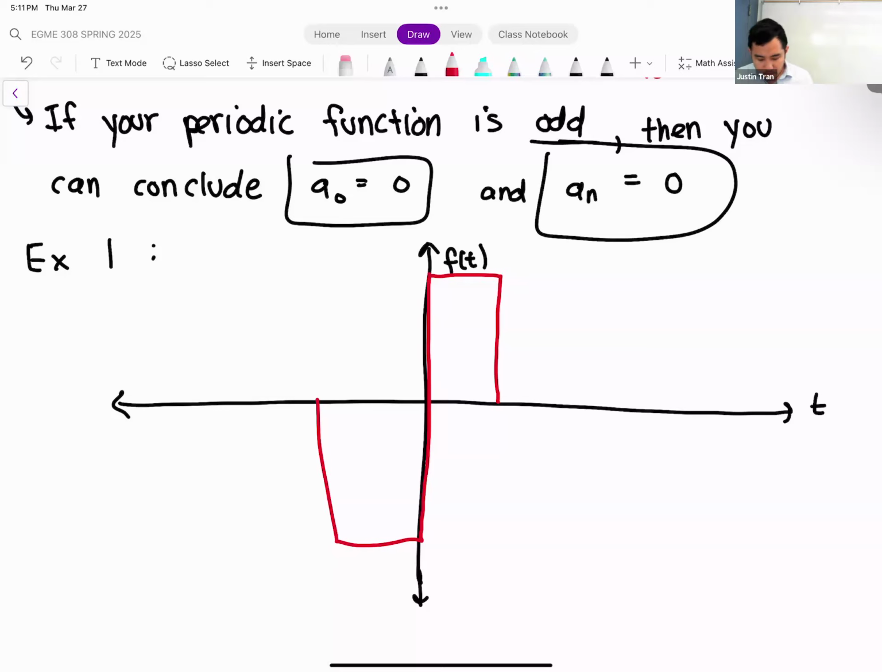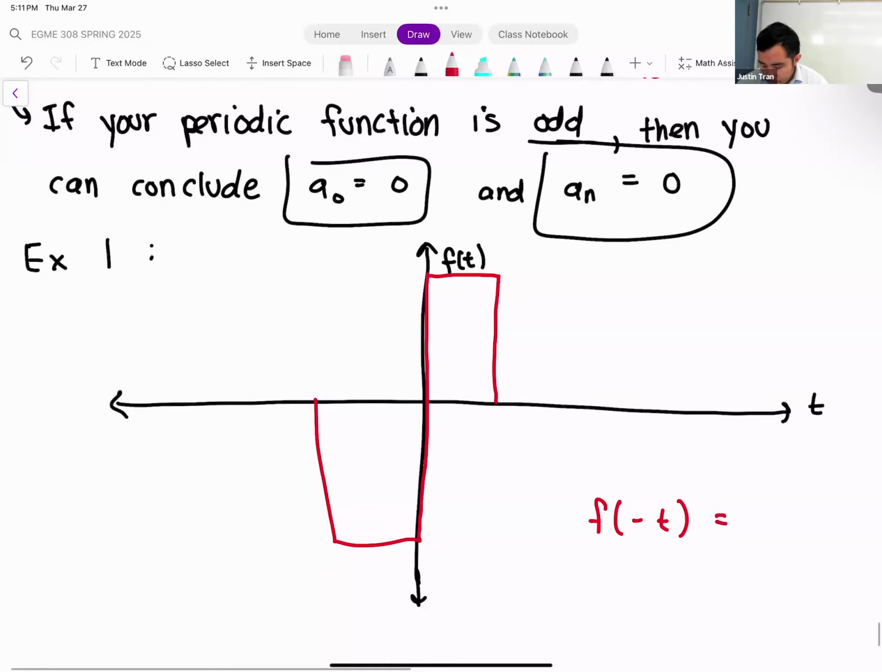Okay, so what does it mean for a function to be odd? Mathematically, an odd function is one where if you take f of minus t, so you take the mirror image of f on the opposite side of the vertical axis, what you're going to get is minus f of t.